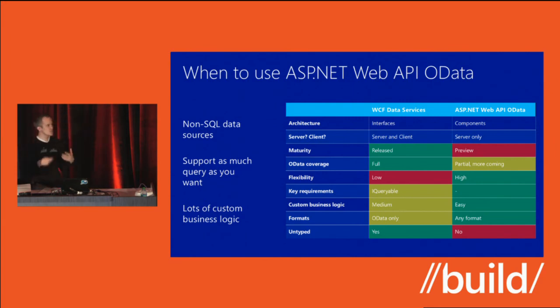You can also support just as much query as you want with Web API. Like I showed you with the OData query options, we'll let you parse the query, and then you decide how much query you're going to do. Whereas WCF Data Services requires IQueryable, and it will do all sorts of interesting and fantastic queries. Very, very powerful query engine.